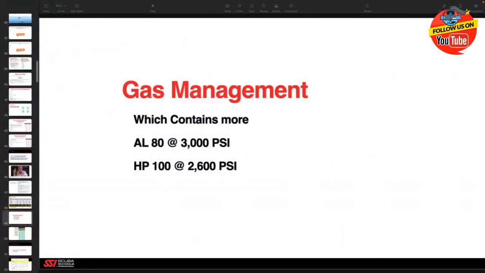So the thing we have to do is start figuring out the idea that our SAC rate doesn't change, but the equipment we're using does. So my question for you guys, under gas management: which one of these contains more liters of usable gas? An aluminum 80 at 3,000 PSI or an HP100 with 2,600 pounds of gas in it?